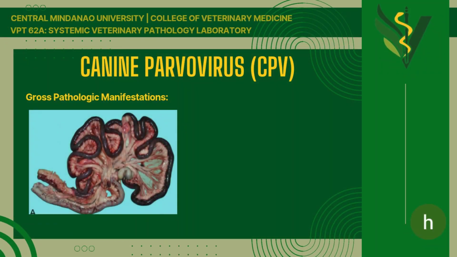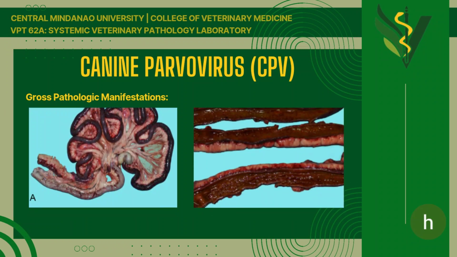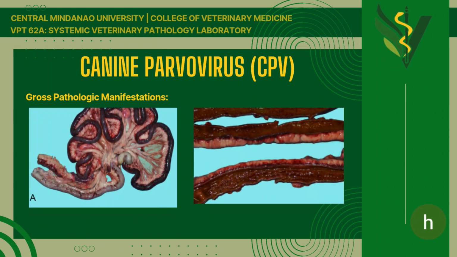The mucosal surface shows areas of erosion and necrosis. In severe cases, there may be fibrin deposition and sludging of the mucosal lining. Serosal surfaces may exhibit petechial to ecchymotic hemorrhages. The mesenteric lymph nodes are enlarged, edematous, and congested. The Peyer's patches may not be visible grossly, but microscopically they appear necrotic or depleted.